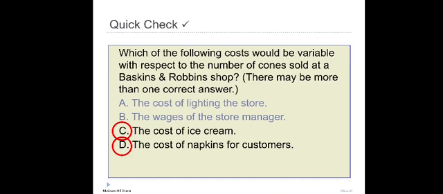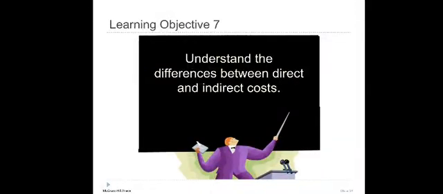The lighting of the store and the wages of the store manager are fixed costs, because the lighting is the same. You sell one ice cream, the lighting is the same for one day or for one month. You sell 10 ice creams per day, the lighting is the same every day, every month. The salary of the store manager is the same also. Every month you have to pay a fixed amount to the store manager. They are fixed costs.